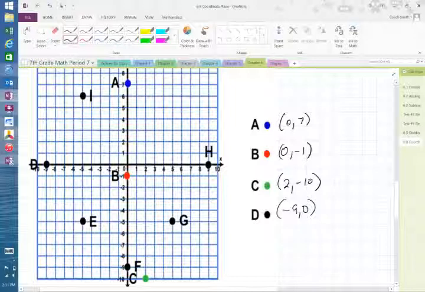Okay, now, if you were describing where it is, it would be the y-axis. This would be the y-axis. Okay, 2 and -10, C, would be in quadrant 4. -9 and 0 would be the x-axis. That's how you would describe the location of those points.